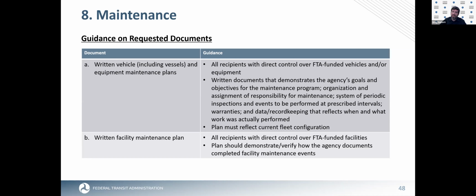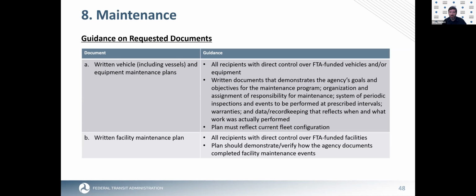And perhaps one of the most important things, especially in the context of a triennial review, is that your written vehicle maintenance plan will have to specifically define a system of periodic inspections, so preventive maintenance to be performed at certain intervals. Typically with vehicles, that's defined in terms of miles. That would be the interval. But I've seen sometimes with ferries, miles isn't the best measure. It would be hours of operation or service.